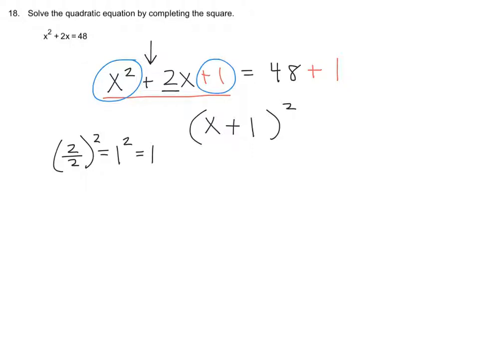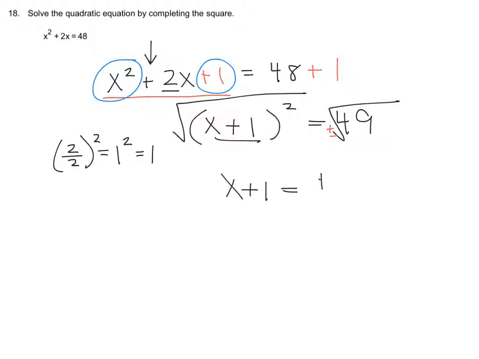Now that I factored that side into a perfect square, I can set it equal to 48 plus 1. And 48 plus 1 is 49. Next, I'll use the square root property to get rid of the exponent of 2. So I need to take the square root of both sides. And remember, whenever I take the square root of a number, I need to put a plus minus sign next to the square root bar. The square root of x plus 1 squared is just x plus 1, and that equals plus or minus the square root of 49.